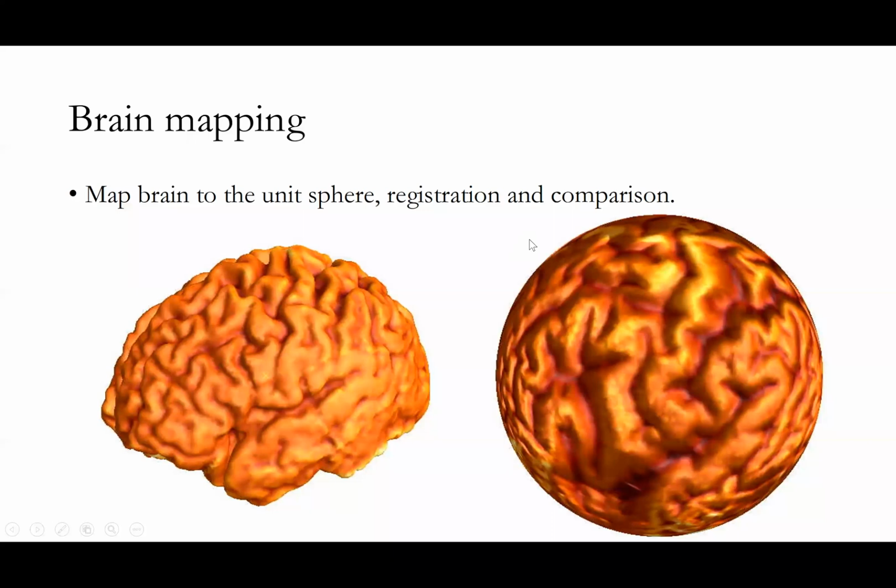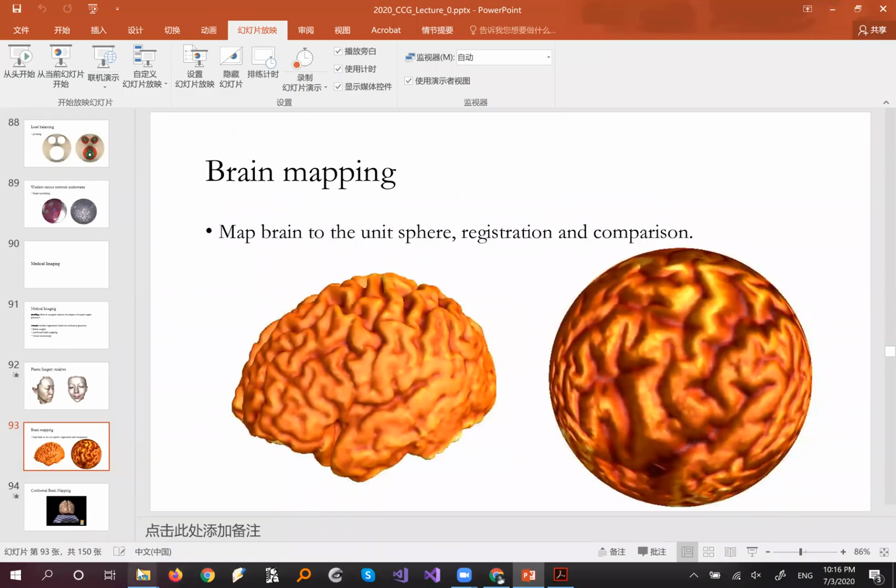This is for brain mapping. Basically, we try to compare two brain cortical surfaces. The cortical surfaces have very complicated geometry, but we can deform them to the unit sphere. Here we have a video showing that.